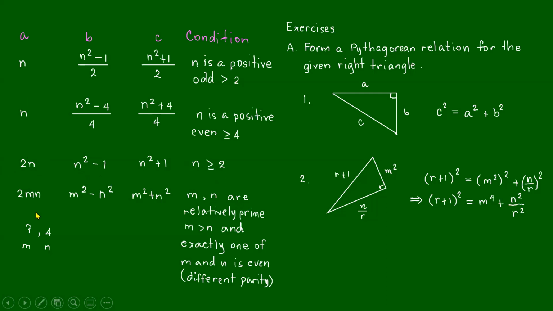No? Now, a more complicated formula is the last row. m and n are relatively prime, meaning they don't have a common factor anymore except 1. And they are both, again, positive integers. Exactly one of m and n is even, so m and n have different parity. If m is odd, n is even. If m is even, n is odd. So that's the condition. And m is always greater than n.